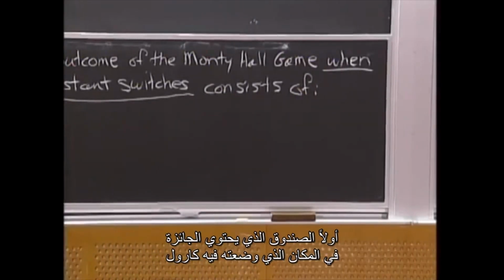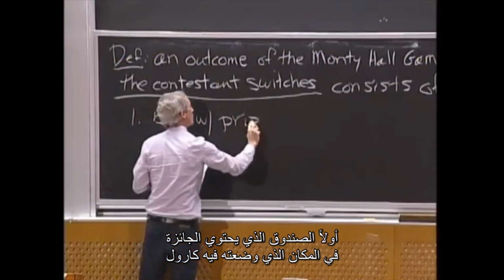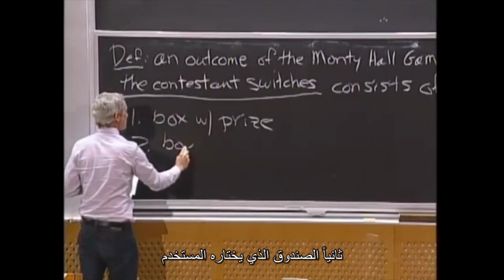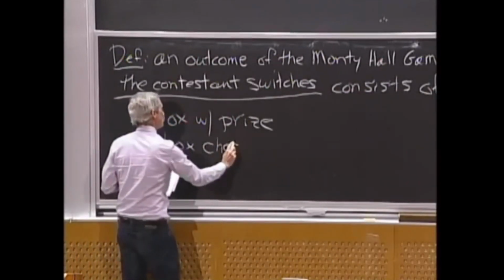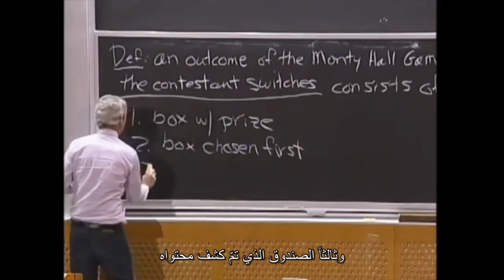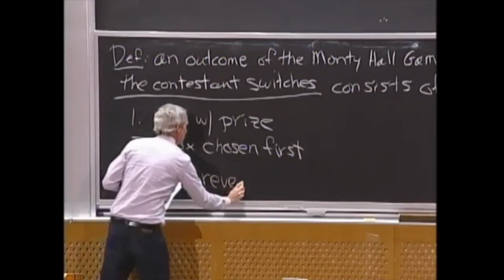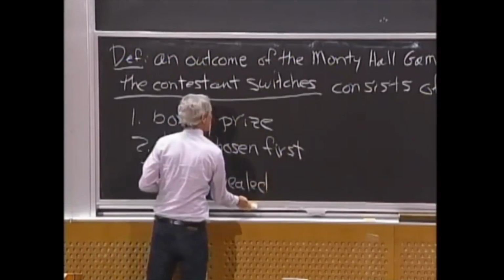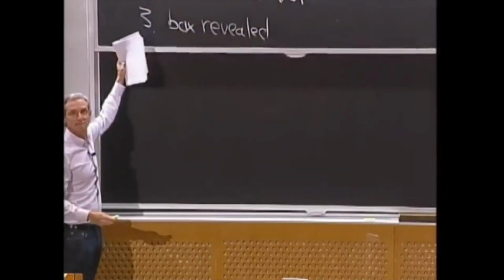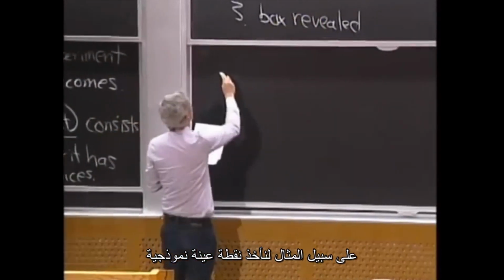First, the box with the prize. Where did Carol put it? Second, the box chosen by the contestant. And third, the box that was revealed. Once you know those three things, you know everything about what happened. All right?